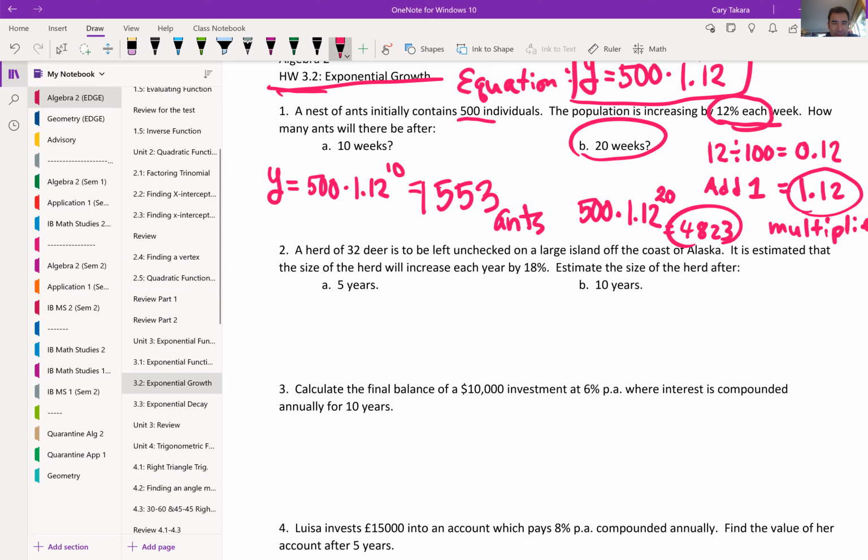So, a herd of 32 deer is to be left unchecked on a large island off the coast. It's estimated that the size of the herd will increase 18% a year. Okay. So 18% increase.